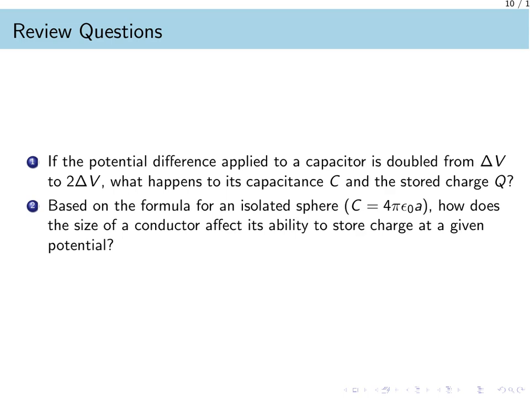Second, looking at our formula for the isolated sphere, where C equals 4 pi epsilon naught times the radius a, how does the physical size of a conductor influence its ability to store charge at a specific potential? Reflecting on these will help solidify the relationship between physical geometry and electrical capacity.